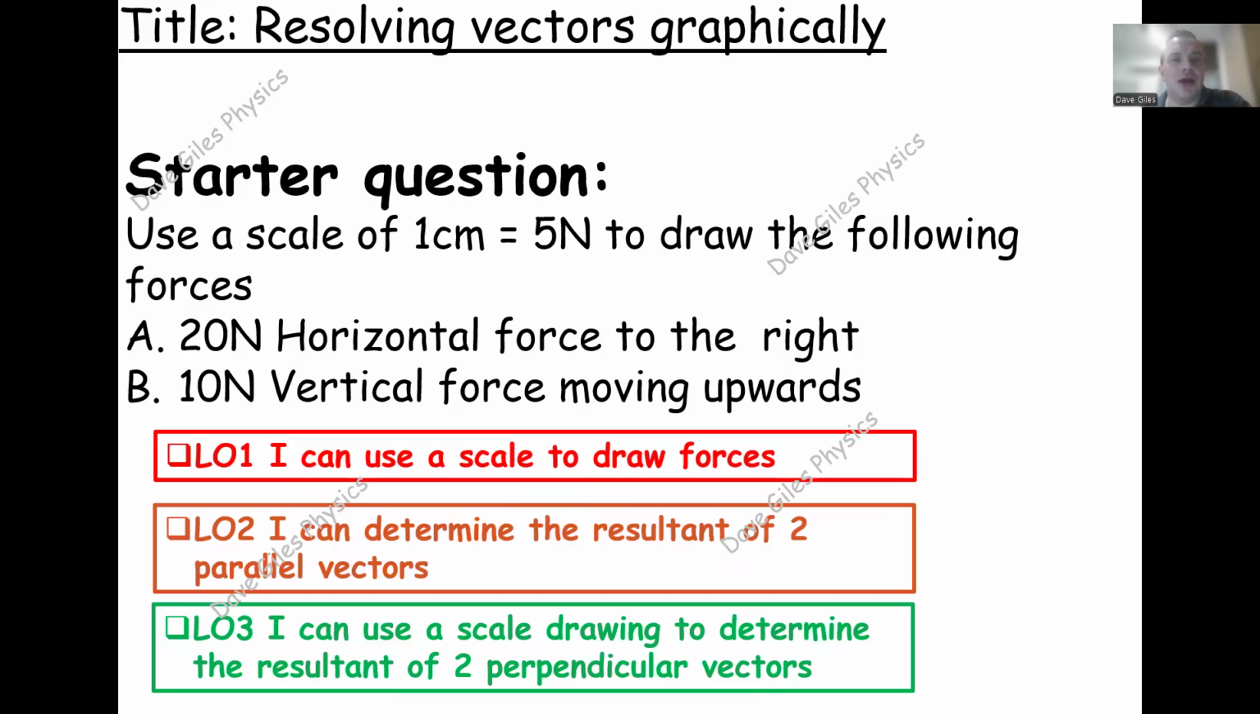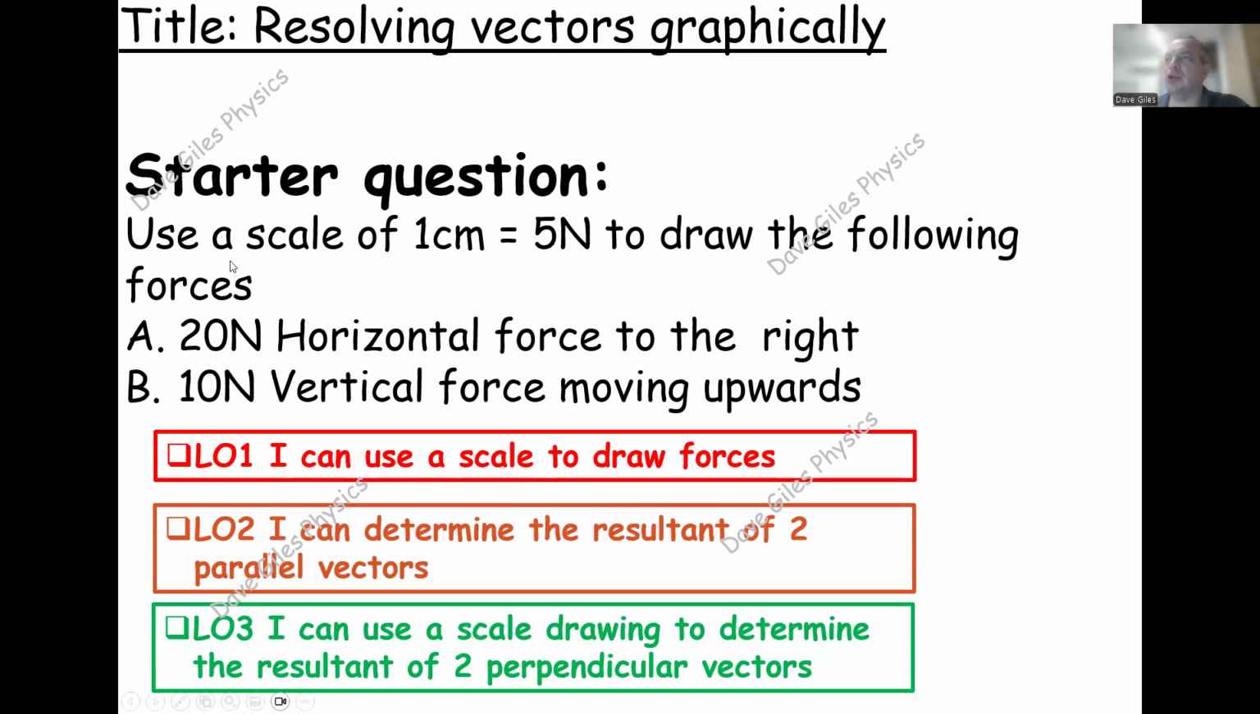Hello, it's Dave Giles here for the next lesson of Cambridge International Education IGCSE Physics, Unit P1, and today we're looking at resolving vectors graphically or using scale models. So, three learning objectives: I want you to use a scale to draw forces, determine the resultant of two parallel vectors, and use a scale drawing to determine the resultant of two perpendicular vectors.